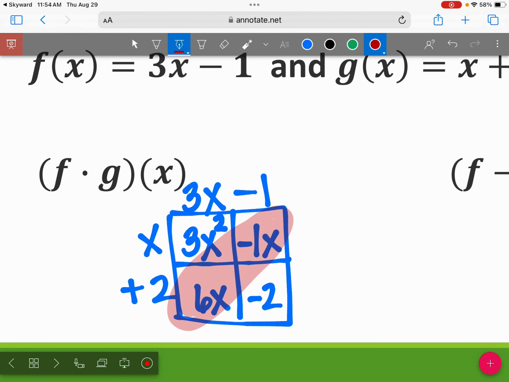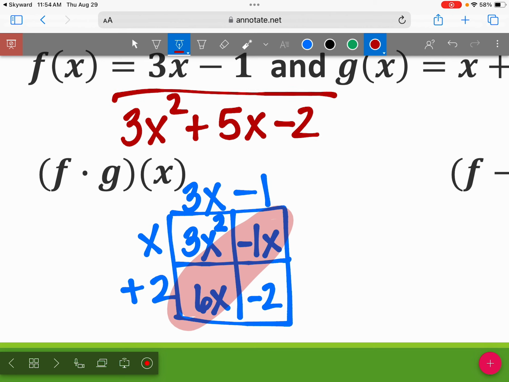So the final answer that I'll be looking for, if this was on the skills check tomorrow, would be 3x squared plus 5x minus 2. All right, who had that? Any questions?